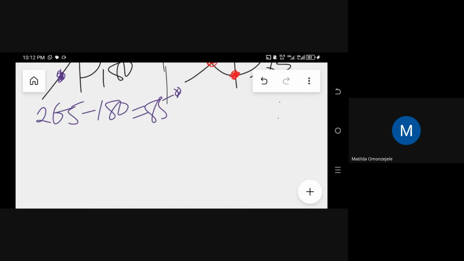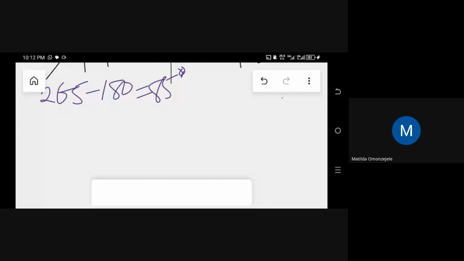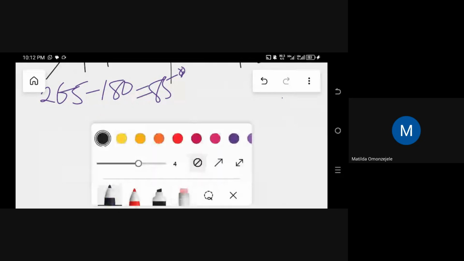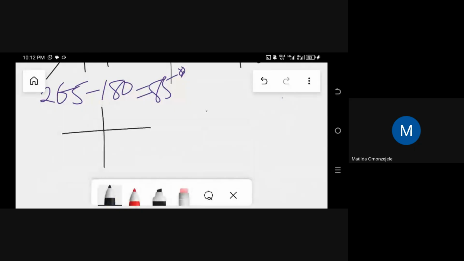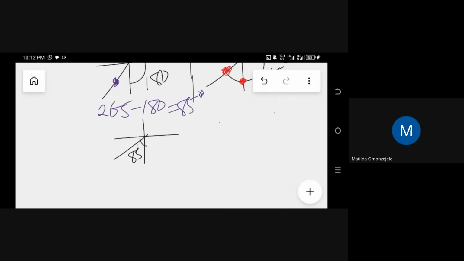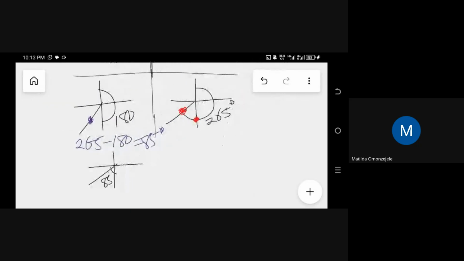And of course, if that gives you 85 degrees, then it means that only that small place here is 85 degrees. Why? Because you can see that from the north to the south is 180. Then that extra that made it 265, that extra is 85.